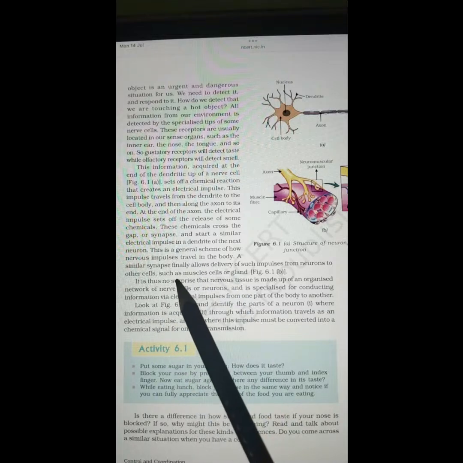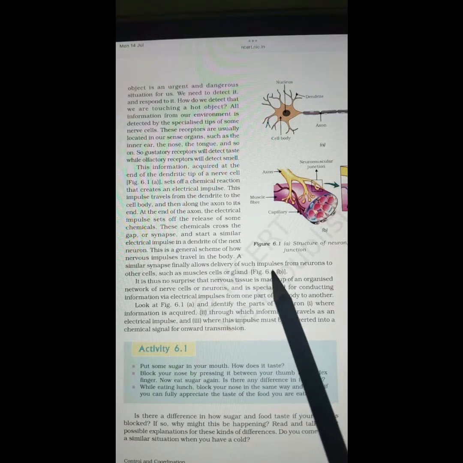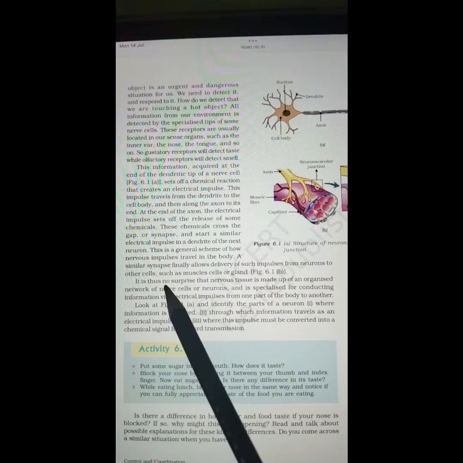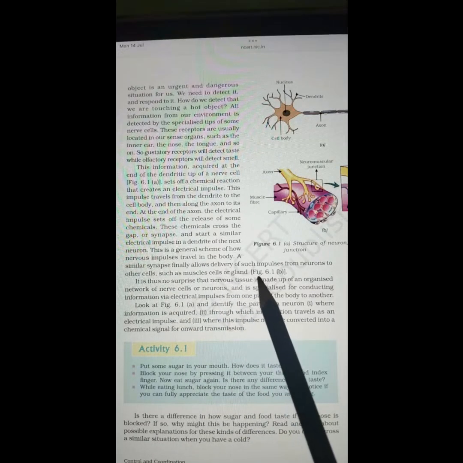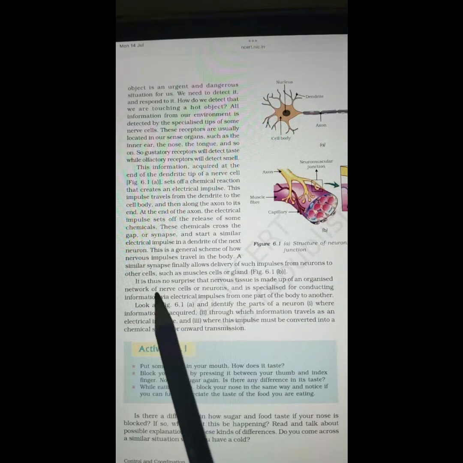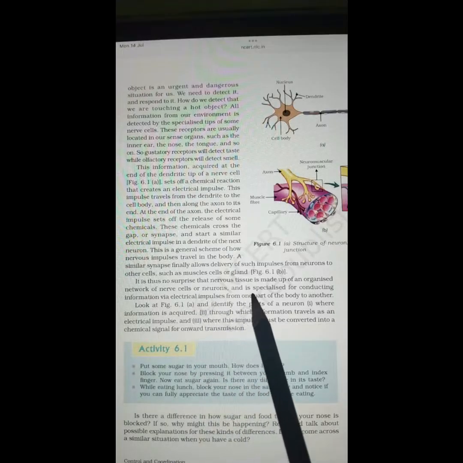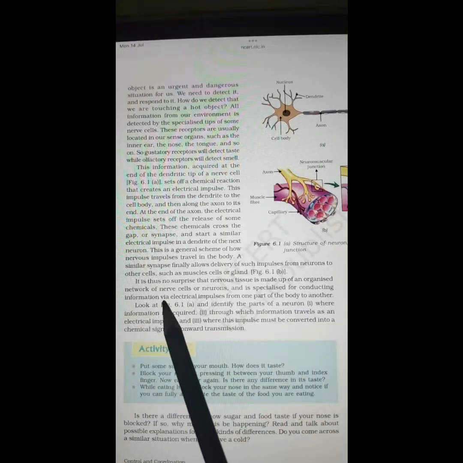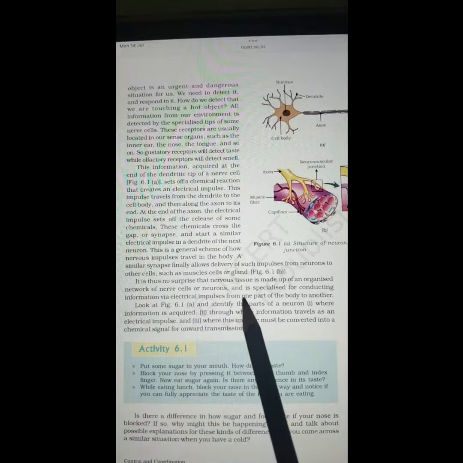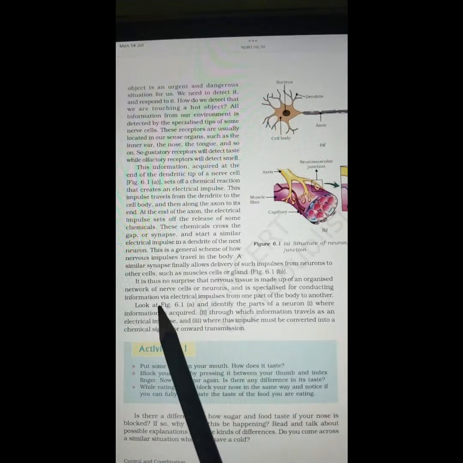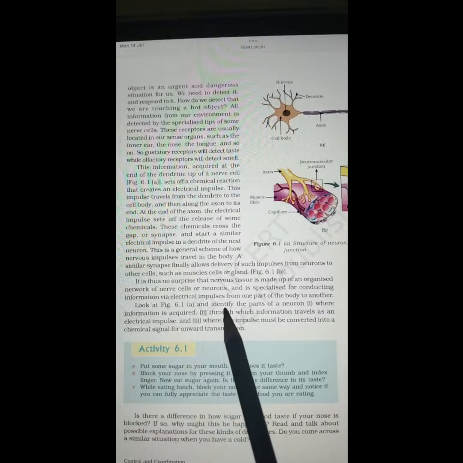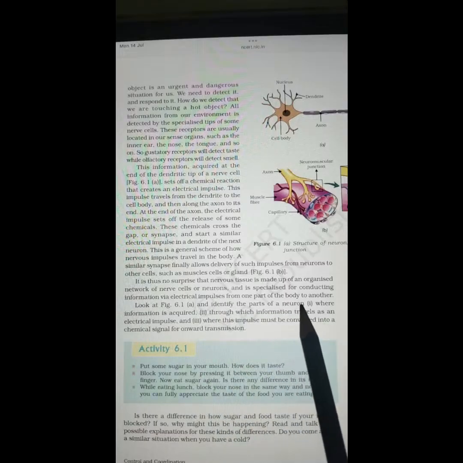A similar synapse finally allows delivery of such impulses from neurons to other cells, such as muscle cells or glands, shown to you in B here and a diagram ahead. Thus, no surprise that nervous tissue is made up of an organized network of nerve cells or neurons and is specialized for conducting information via electrical impulses from one part of the body to another.